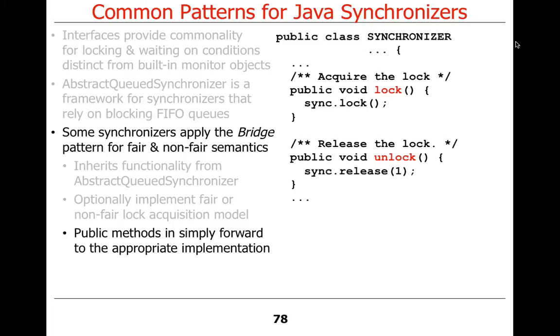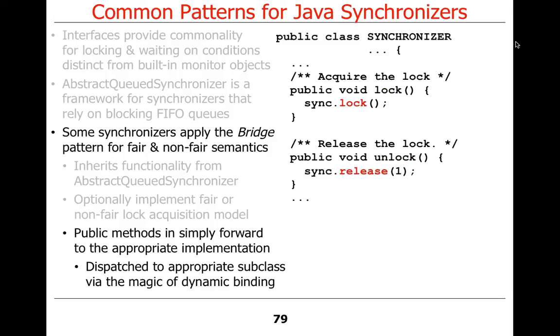And then the actual implementation methods in the class are simply going to forward to the appropriate implementation, dispatched, of course, using the magic of dynamic binding. So you, as an application developer, call lock on a reentrant lock, or you call acquire on a semaphore or whatnot. And under the hood, that turns around and forwards to whatever implementation was selected in the constructor. So that's just good old-fashioned classic bridge pattern. Here's the abstraction. Here's the implementation. This thing can be set by the constructor based on a flag you pass in.